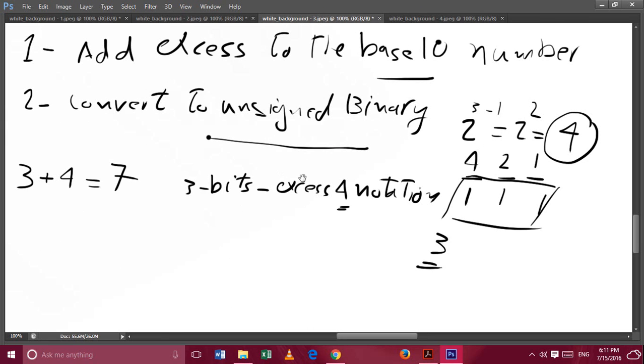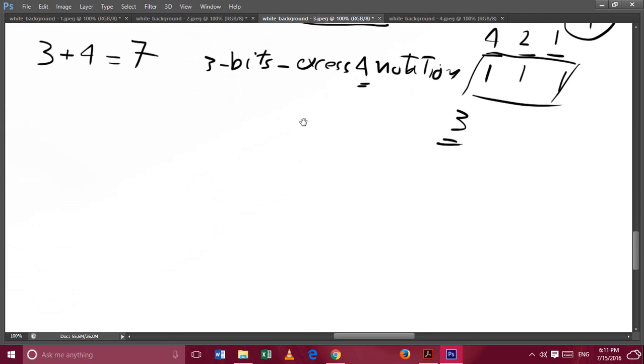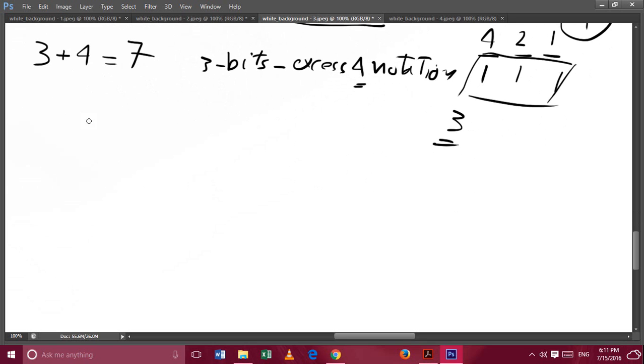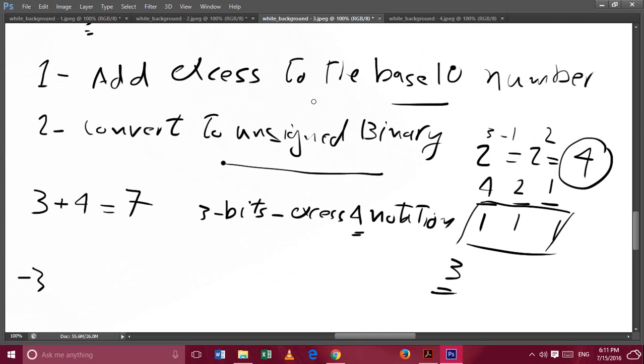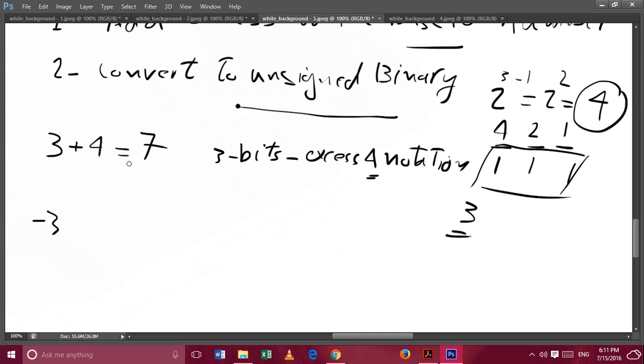I have a feeling that we need to take another example. Let's take a minus example, right? Let's say we want minus 3. So let's follow the algorithm. Add excess to base 10. The base 10 now is minus 3. Excess is 4. So that would be just number 1.